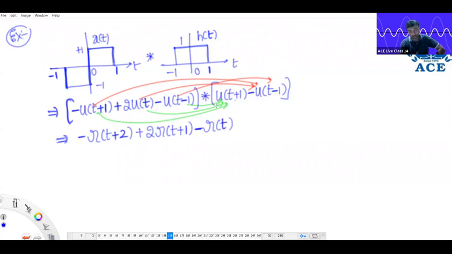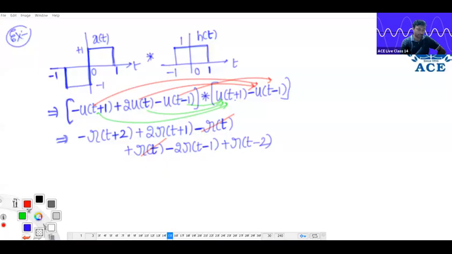First, the green color combination I completed. Red color: minus into minus becomes plus r(t). 2u(t) with u(t-1) means minus 2r(t-1). Minus into minus becomes the last plus. Of course, these two cancel.